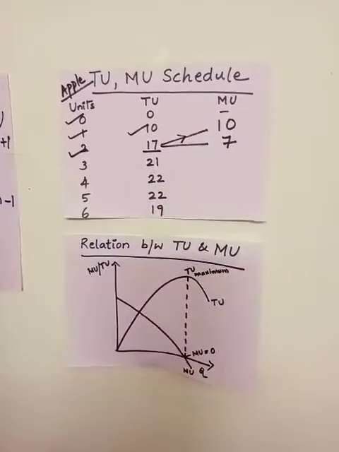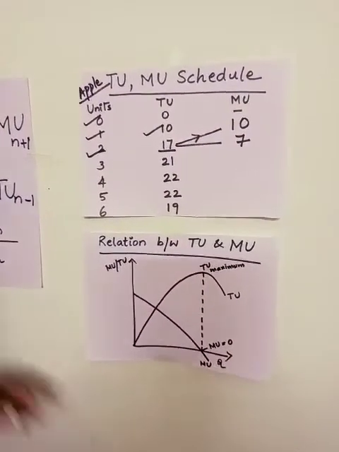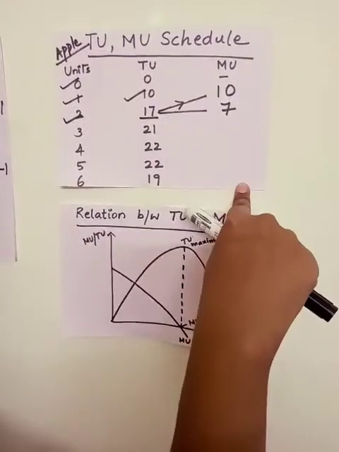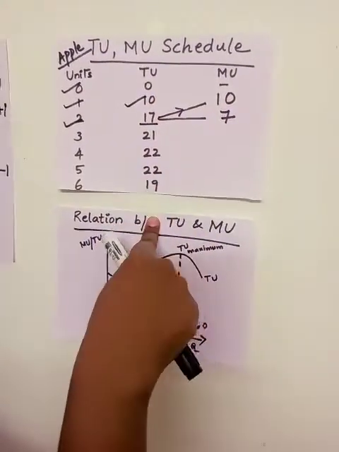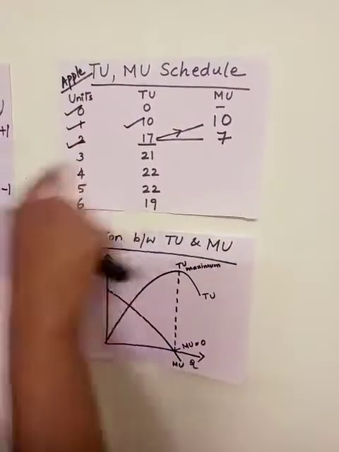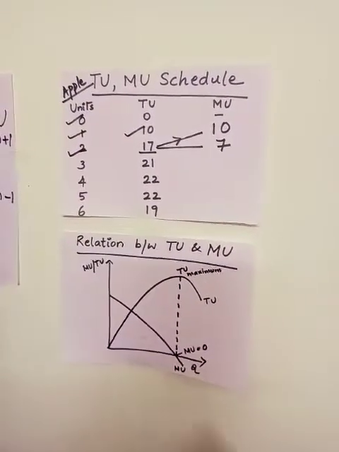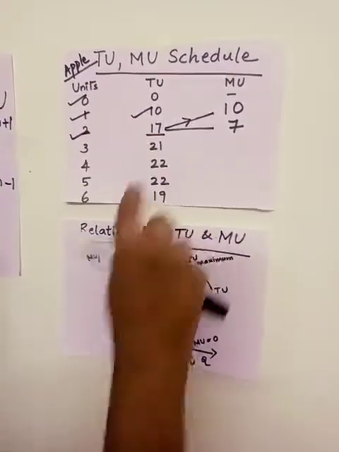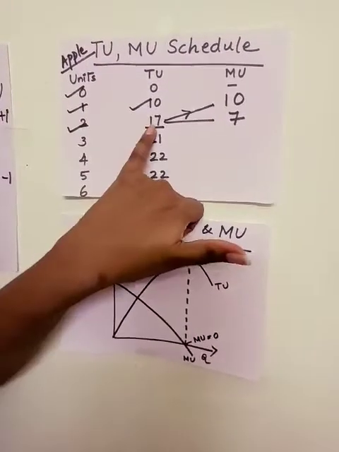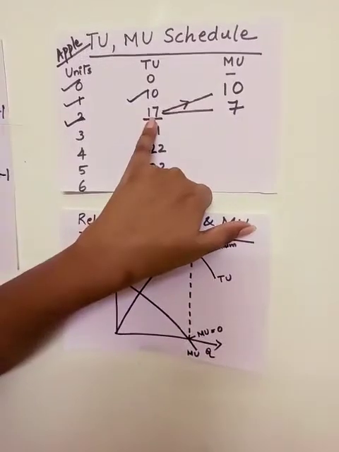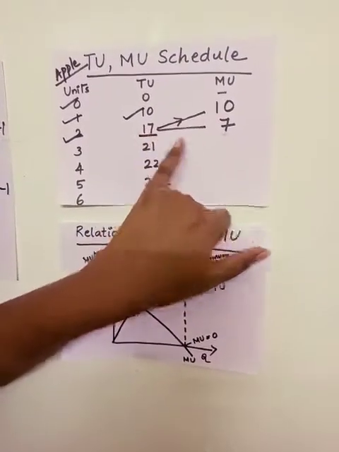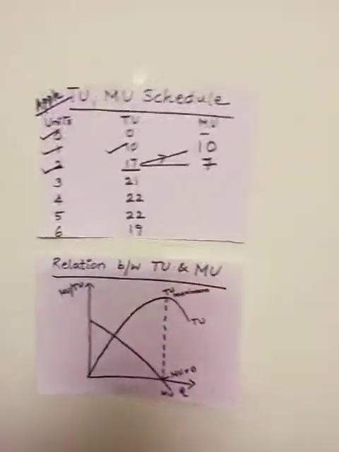17 minus 10, that is 7. That means MU goes on decreasing, but it is added to TU, that is why TU goes on increasing. So that means the second apple you have consumed, you have arrived at a total utility of 17. And what is added? Earlier it was 10, now it is 17. So the added utility is 7. So that is marginal utility.